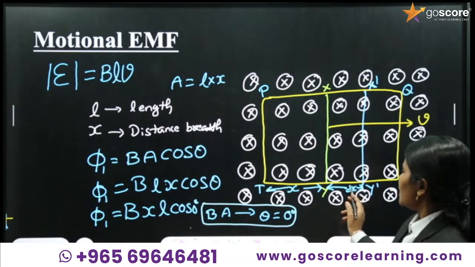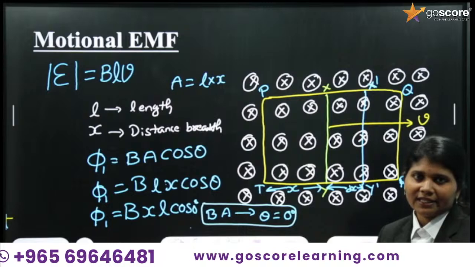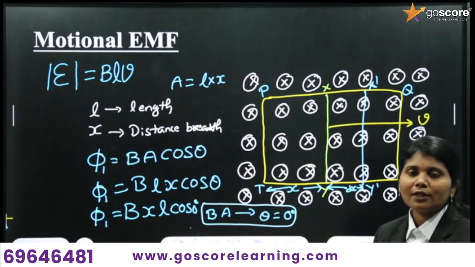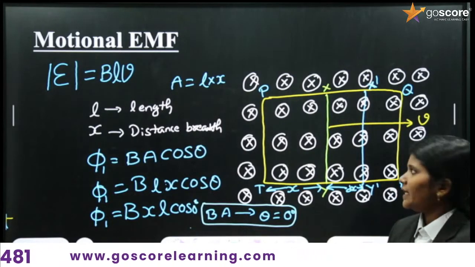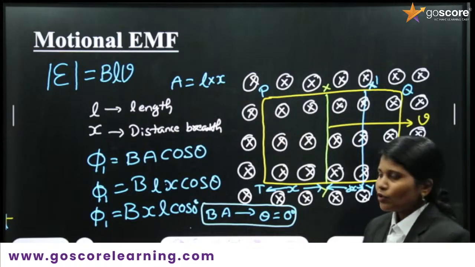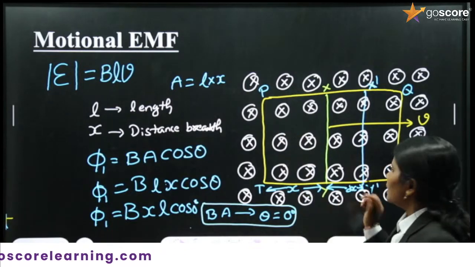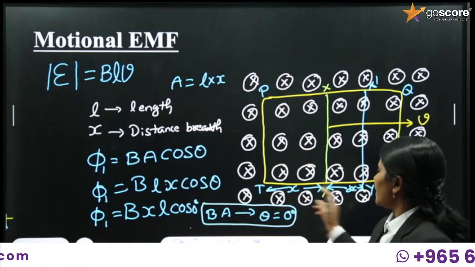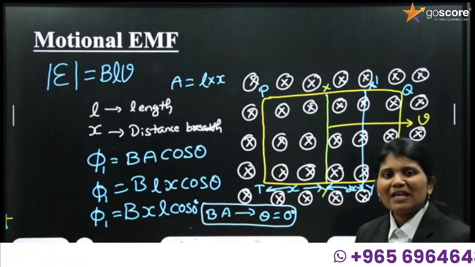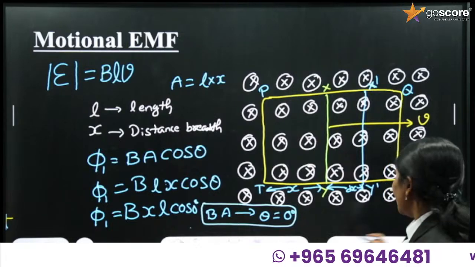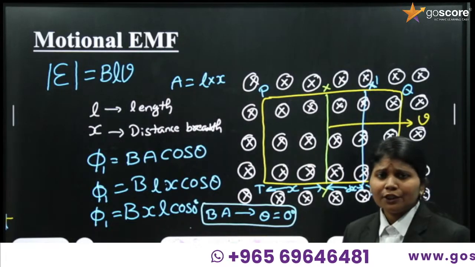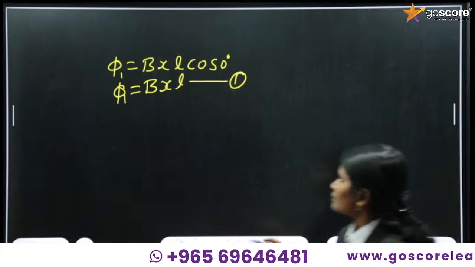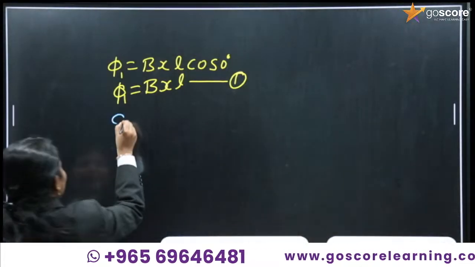Then what is the total length? Now the total breadth is X plus dx. Length is L. So what is the breadth now? X plus dx. The wire position is changing, that's why the breadth also changes. Then what is the flux phi 2?